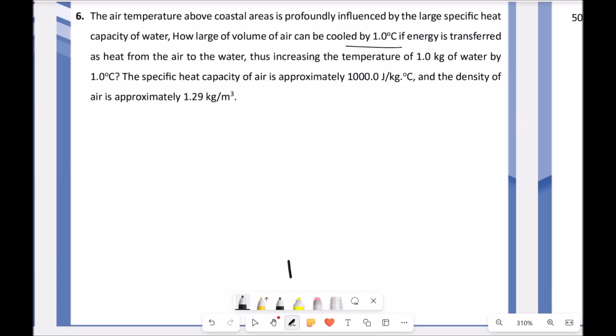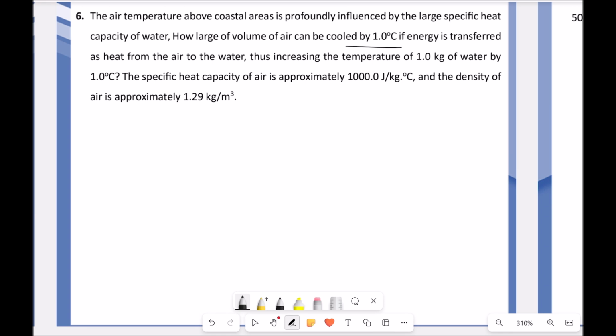We have question 6. Question 6 says, the air temperature above coastal areas is profoundly influenced by the large specific heat capacity of water. How large a volume of air can be cooled by 1 Celsius if energy is transferred as heat from the air to the water, thus increasing the temperature of 1 kilogram of water by 1 Celsius? The specific heat capacity of air is approximately 1000 joule per kilogram per Celsius, and the density of air is approximately 1.29 kilogram per meter cubed.